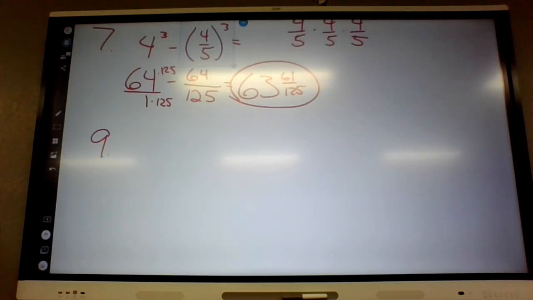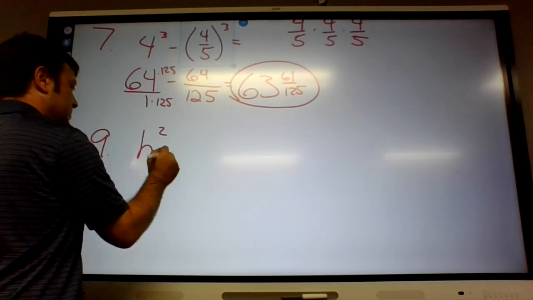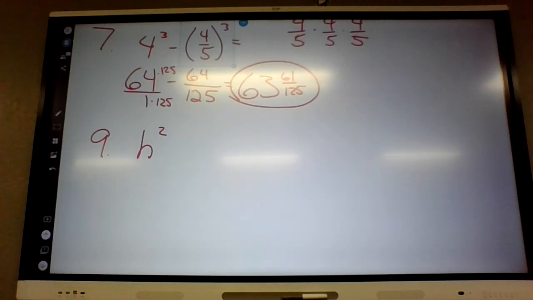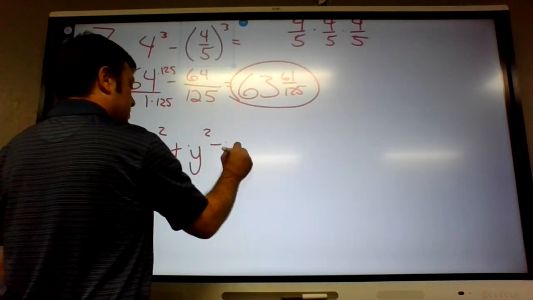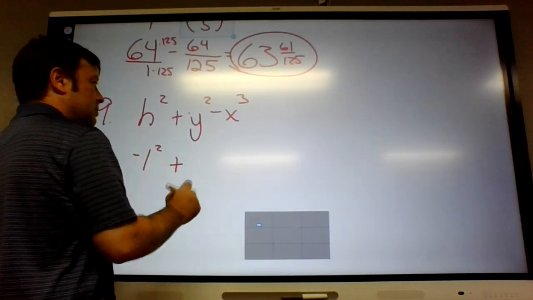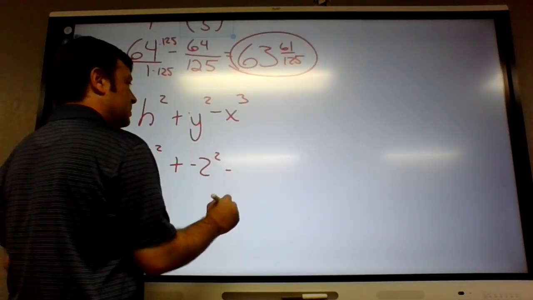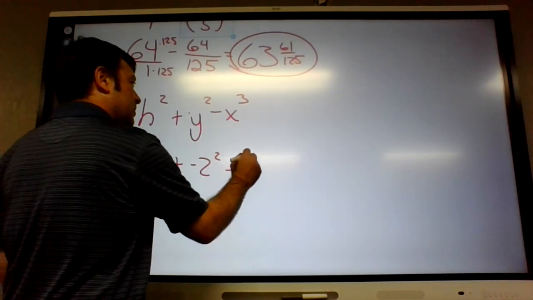Number 9, h squared. Okay, this is one of those things. So, -1. Let me write this down. h squared plus y squared minus x cubed. What was y? -2. x was 4, I think.